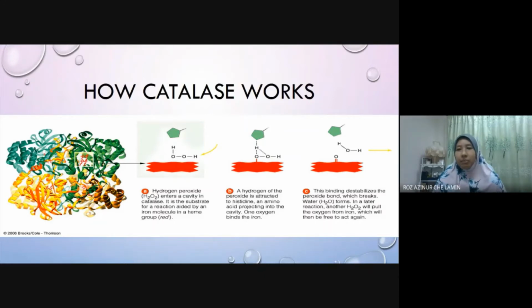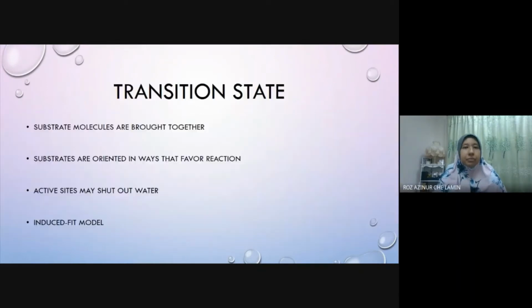So what happened here, the binding destabilizes the peroxide bond which breaks and water can be formed. In a later reaction, another hydrogen peroxide will pull the oxygen from the ion, which then will be free to act again and again. Okay, for the transition state, substrate molecules are brought together. Substrates are oriented in ways that favor reaction. The active site may shut out the water, and it is also due to the induced fit model.